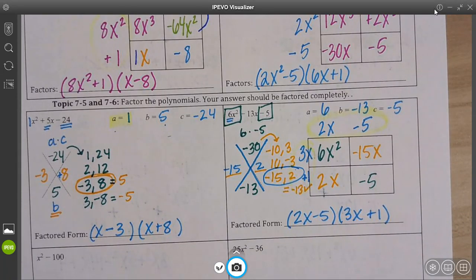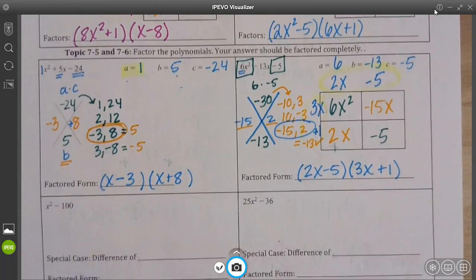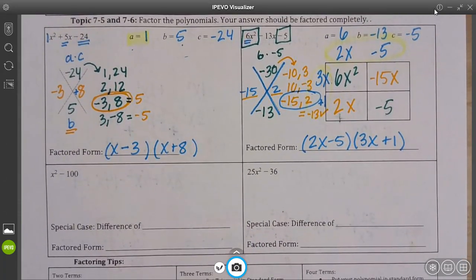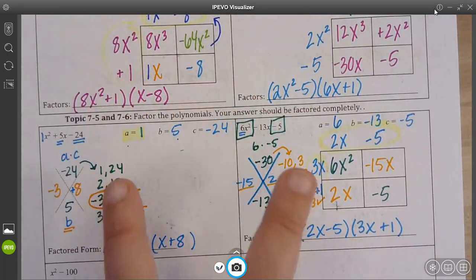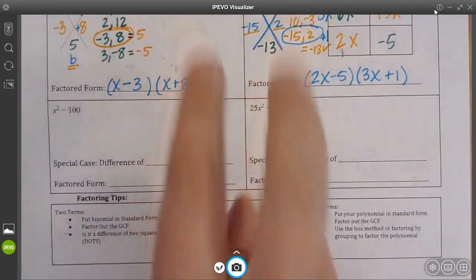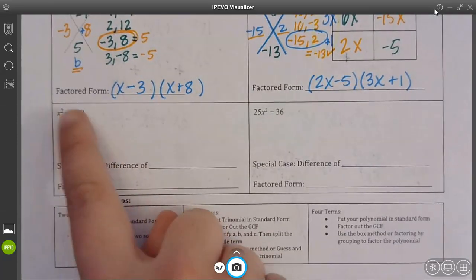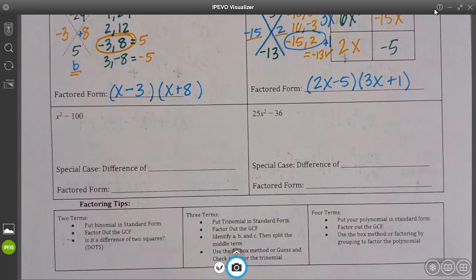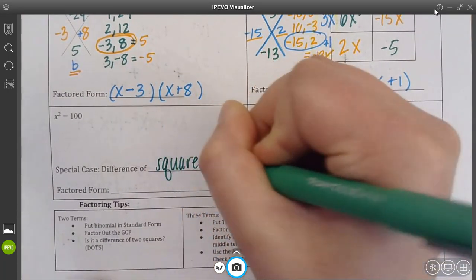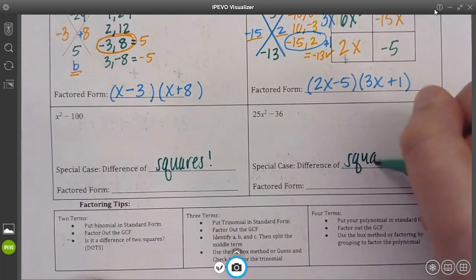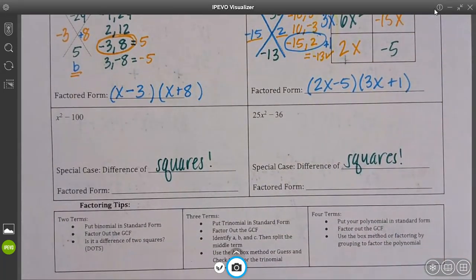And last but not least, in topic 7.6, we also talk about special cases. So if we think about what we've just done, we did problems where we had 4 terms. We did problems where we had 3 terms. And now there's a special case that we can factor when we have 2 terms in our polynomial. This is called a difference of squares. And both of these are differences of squares, and they have a pattern that they follow.